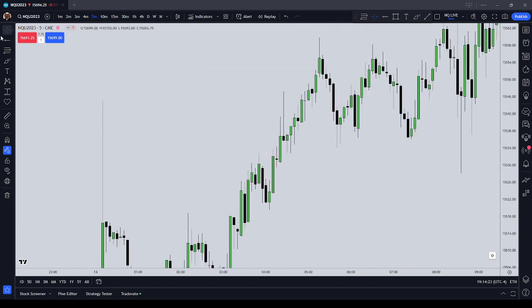Let's say that we're here, and again, we're either playing this as a breakaway gap or we're getting one tick above here. What's your first target? That high right there. We hit that.